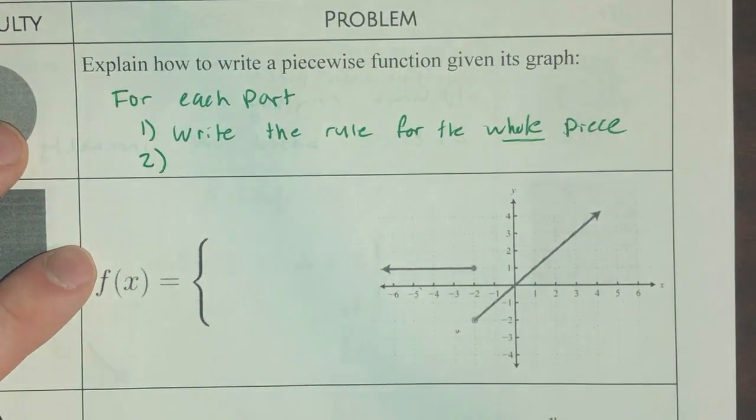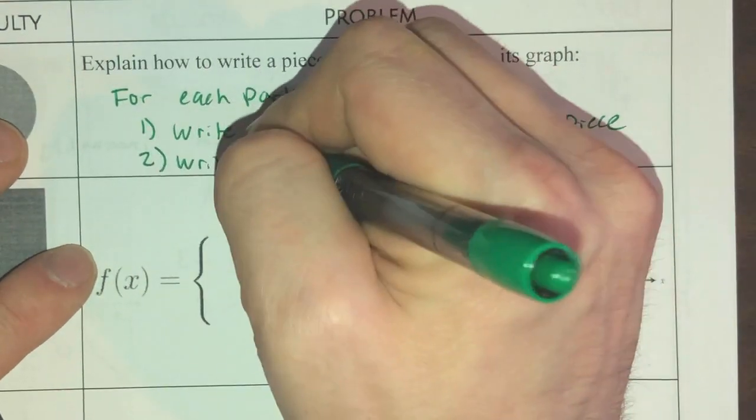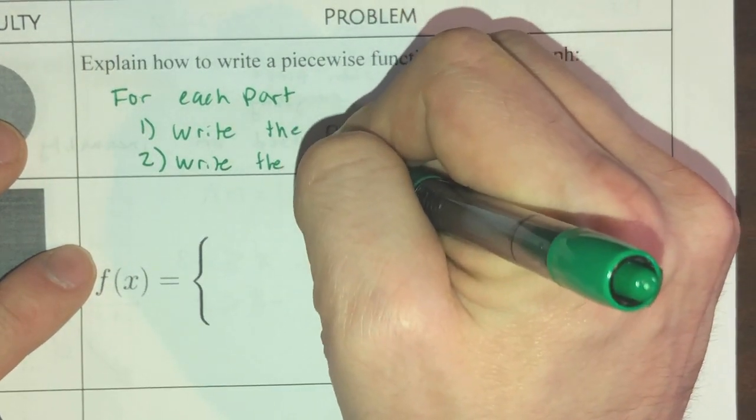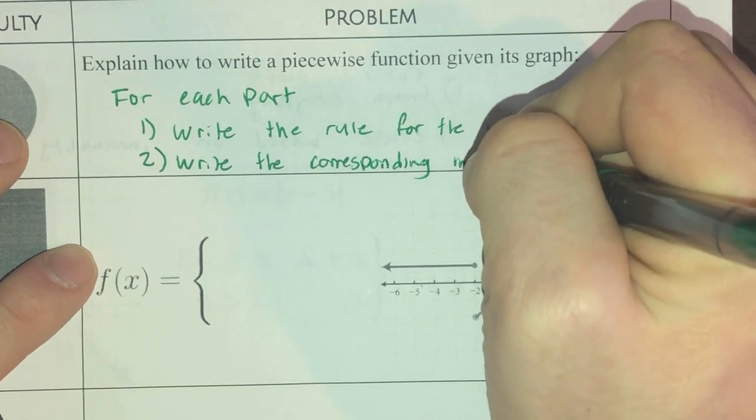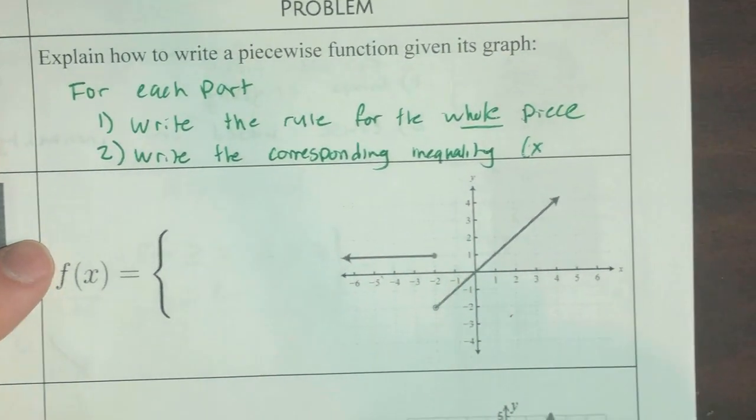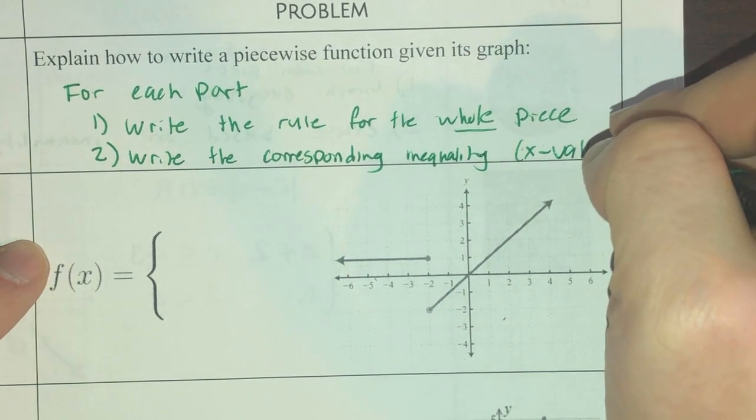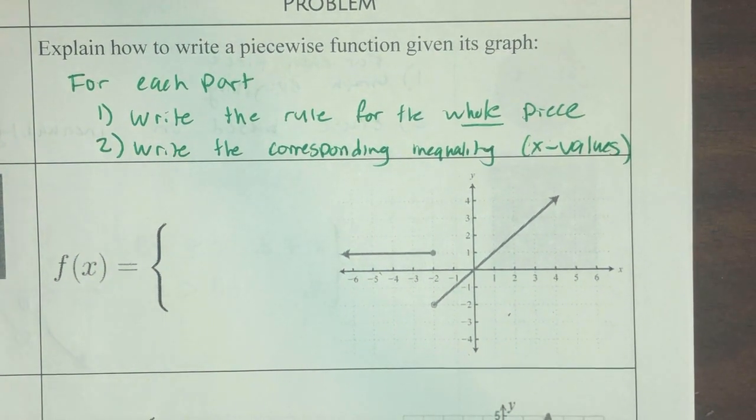2, write the corresponding inequality. Remember, you're using the x values. Now, there's no guarantee that the f of x equals squiggly is going to be there. I did this to support you, to offer what I would call a scaffold. But on the test, there's no guarantee it's there. Okay, just want to let you know that.